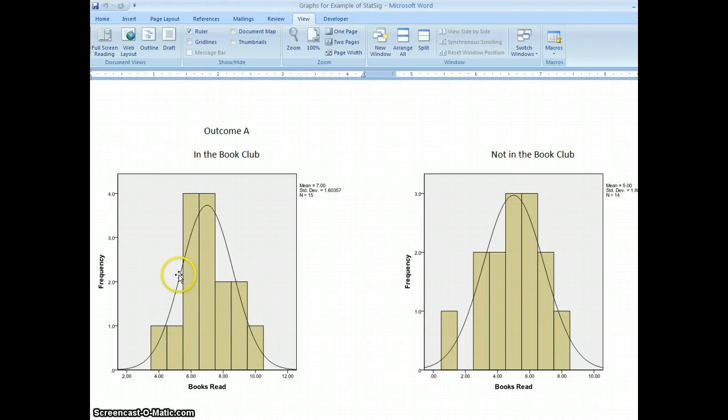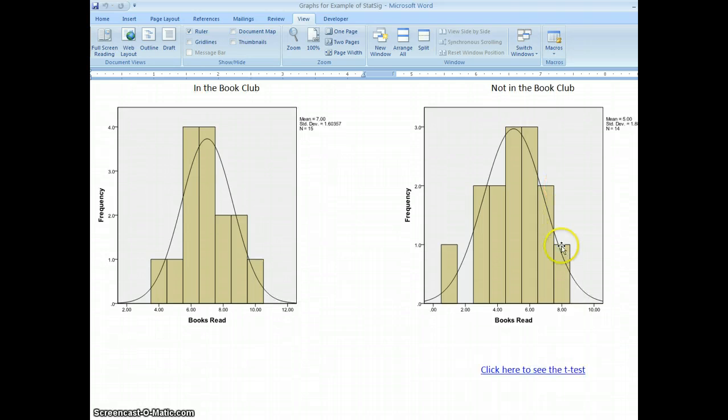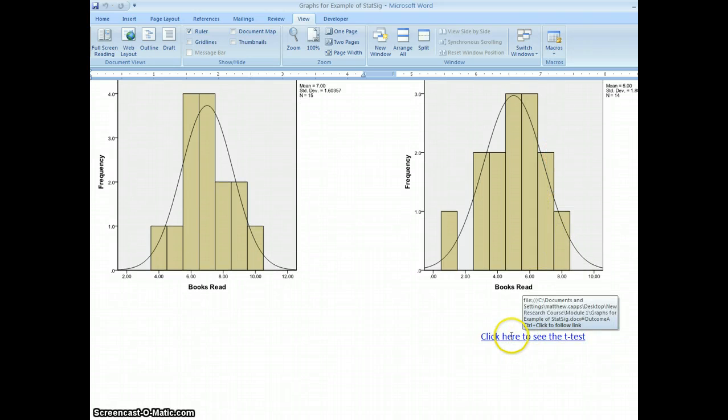So here's the people in the book club, here's the people not in the book club. And you initially think, well, those kind of look the same. 7 and 5 aren't that far apart. Well, let's look again at the t-test.